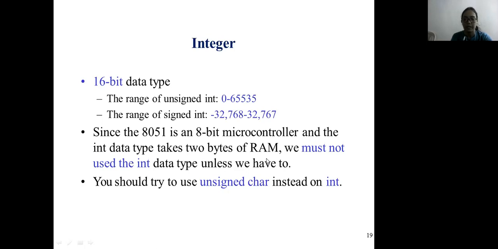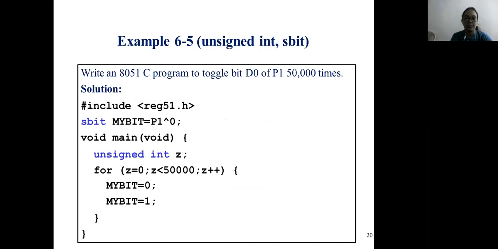We must use the int data type only when we have to. We must not use it otherwise, as it occupies more data space in RAM. So rather than using int, I prefer you all use unsigned character. Now this is the program written for unsigned int and sbit. The program is written for toggling the 0th bit of port 1 50,000 times. So here you can see we are using the IO pin bit 0.